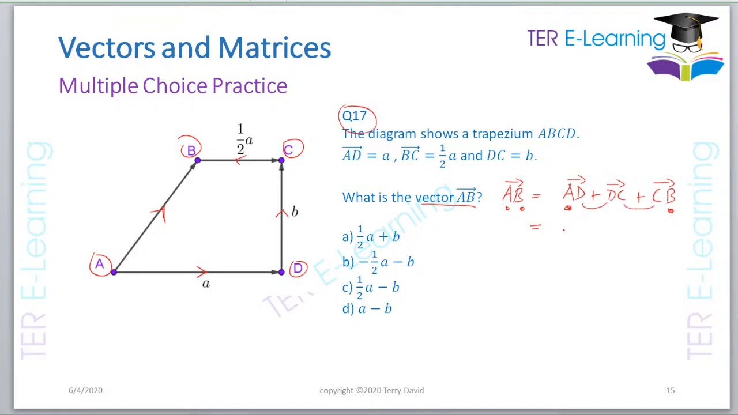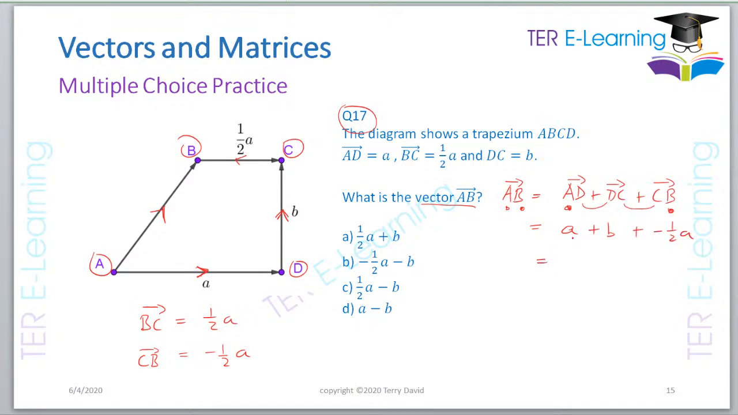So AD now, what is AD? According to the diagram, the vector AD is equal to A. This here is B, so plus B. And then we have to add CB. But look at something here. BC, according to the question, is equal to a half A. But we're interested in finding the vector CB, which is in the opposite direction. If it's in the opposite direction, just put a minus sign in front of it. So this here will be minus a half A.